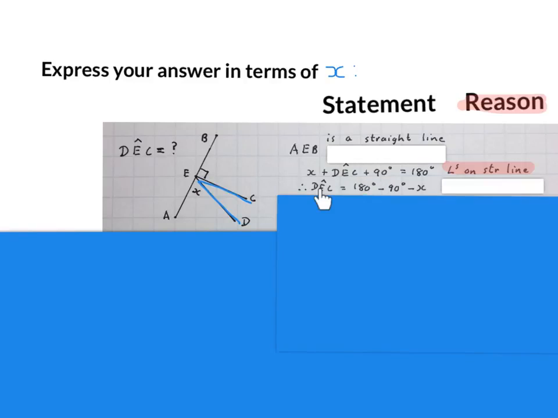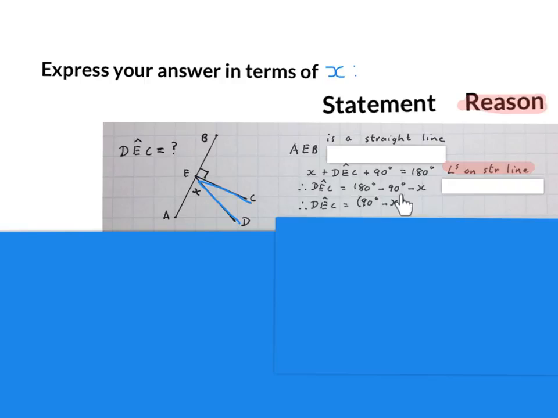Then we can keep the angle DEC on this side equals 180, and we minus the x and the 90 on the other side. Stop the video and get your brain around what we did. Then if you simplify this, you'll get the angle DEC equals 90 degrees minus x. So the size of that blue angle in the corner there will be 90 degrees minus x. Please stop the video and get your brain around this.